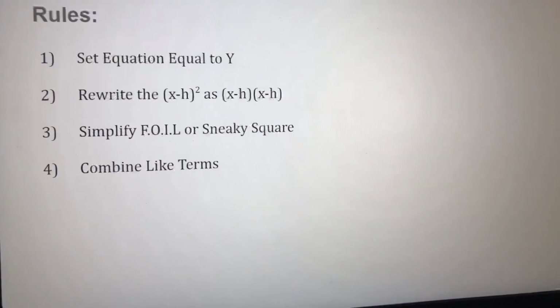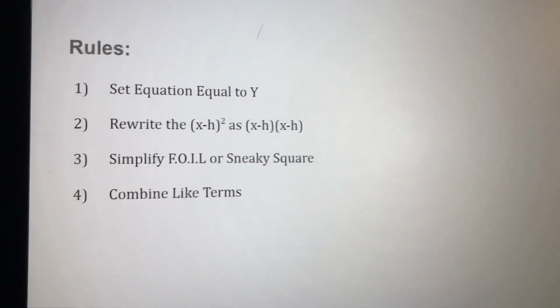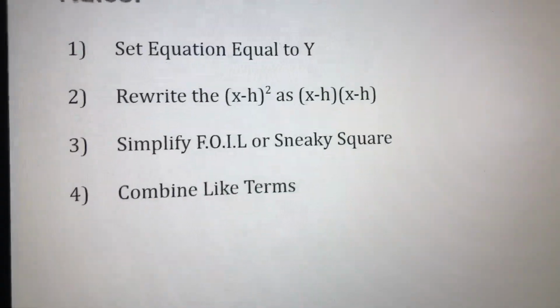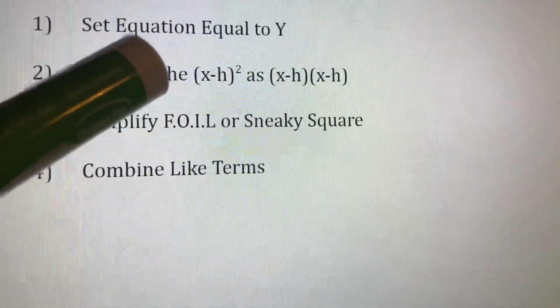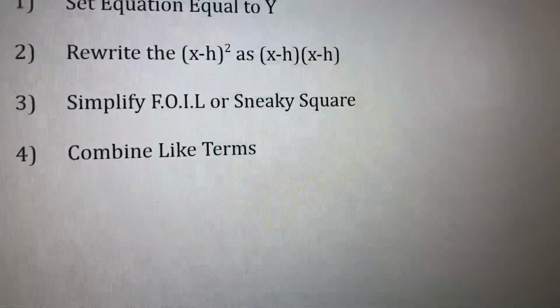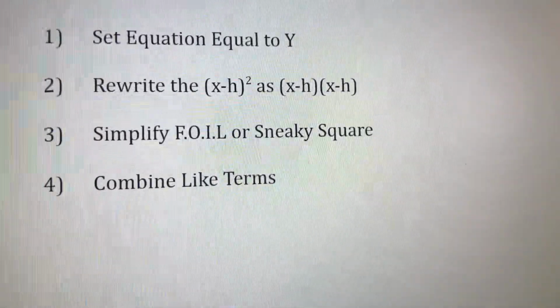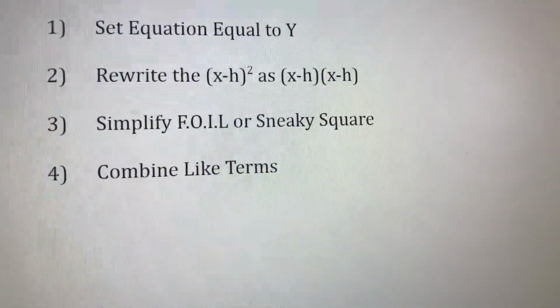So, the 4 rules of converting from Vertex form to standard form are: to set the equation equal to 0, rewrite the x minus h squared part of vertex form as x minus h times x minus h, simplify by foiling or doing sneaky squares, and then combining like terms.